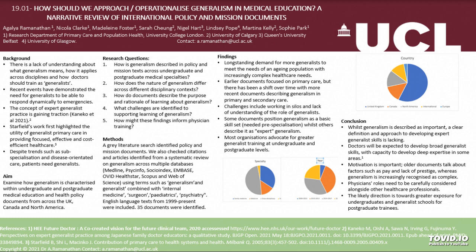Motivation of staff is important, with older documents describing issues such as pay and lack of prestige. However, generalism is increasingly recognised as complex. Physicians' roles must be considered alongside the roles of other healthcare professionals who work in generalist practice. Finally, the likely direction for all undergraduate and postgraduate trainees is towards greater exposure to generalism.